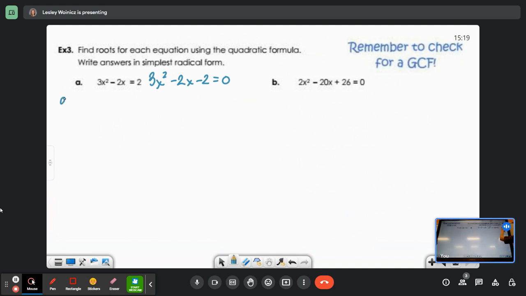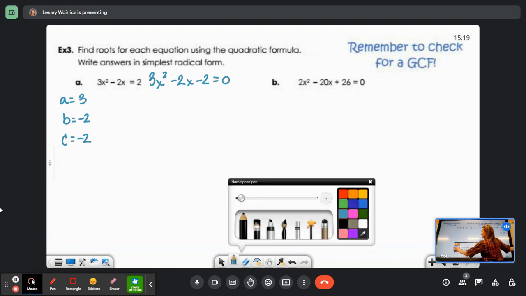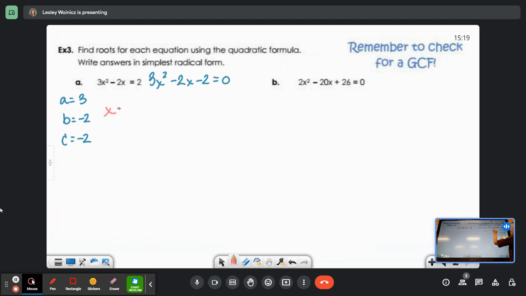Okay, so our A is 3. Our B is -2. And our C is also -2. So we're going to plug them in. x equals, if it's already negative, if I do the opposite of -2, it'll be +2, plus or minus the square root of -2 squared. Don't forget to parenthesize it. Minus 4 times the A times the C. A is 3, C is -2. The whole thing over 2 times 3.